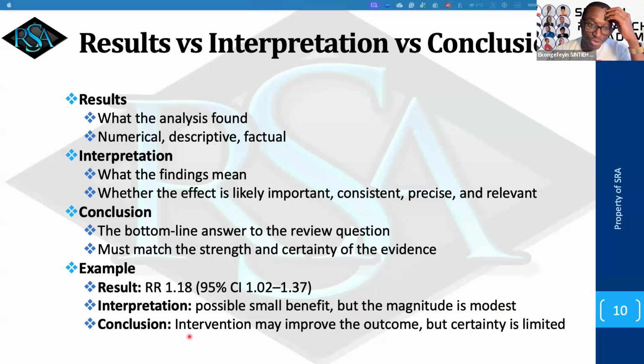And then we conclude that the interventions may improve outcome, but the certainty is limited. We are not very confident with it. So that's why we say may improve, not it will improve outcome. So in research, you always tone down your assumptions. That's what we say. So you don't want to be very categorical about your findings. Is this point very clear?